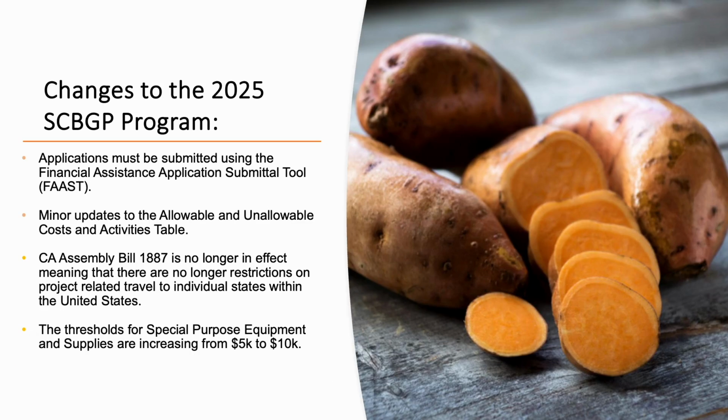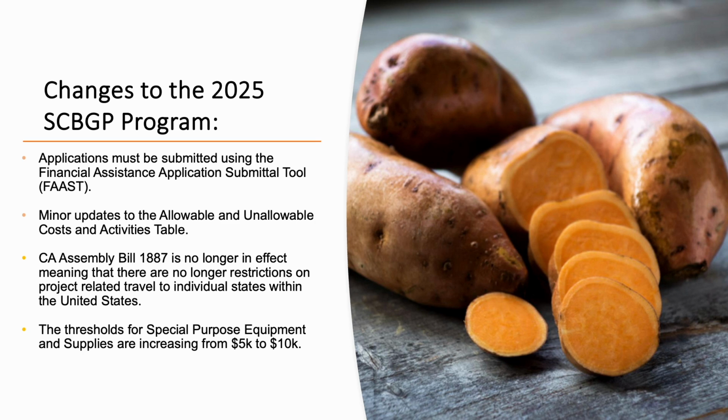If you are already familiar with the SCBGP, here are a few of the changes to the program this year. Applications will not be submitted through Amplifund this year. Instead, they will be submitted using the Financial Assistance Application Submittal Tool, also known as FAST. There have been some minor changes and clarifications added to the allowable and unallowable costs and activities table. As always, we recommend you refer to the current table as you prepare your proposal.